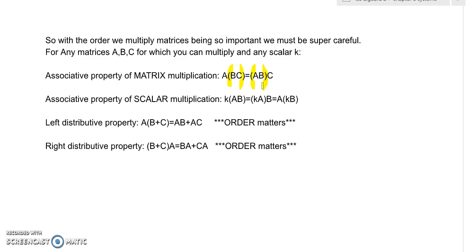The ones that are a little weird are the distributive properties, because you have a matrix being distributed here. So you're left distributing. Both of these have to be on the left. Whereas down here, you're right distributing, and they have to be on the right. Since the order matters, that part matters also. That's our matrix multiplication.